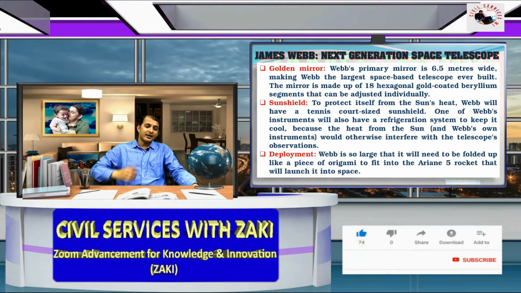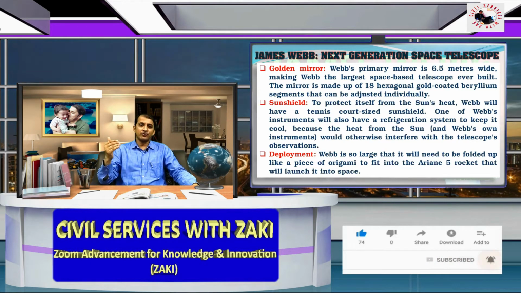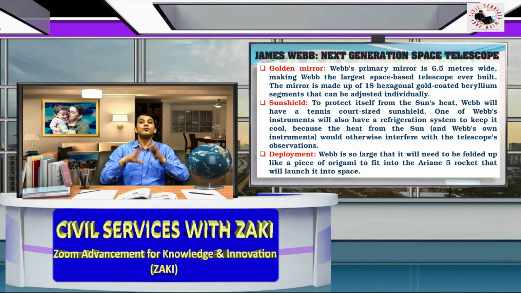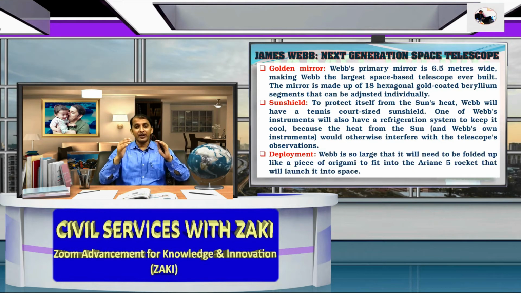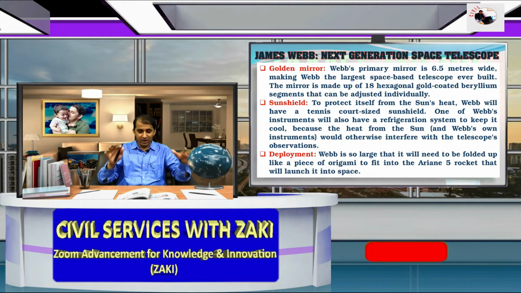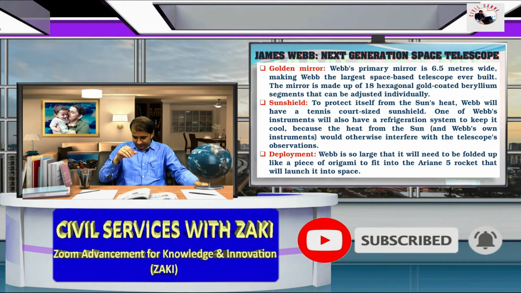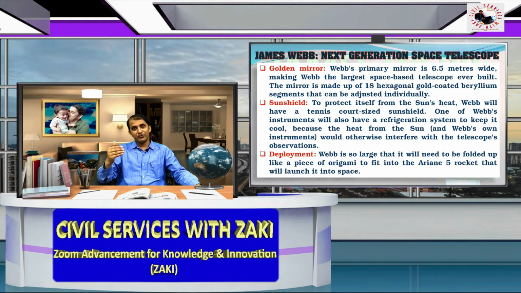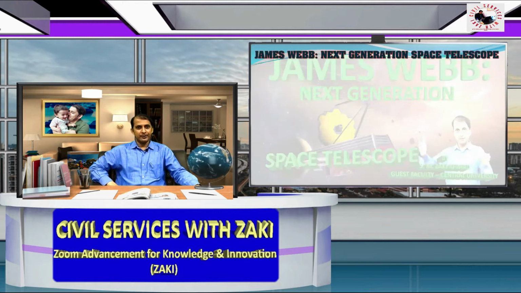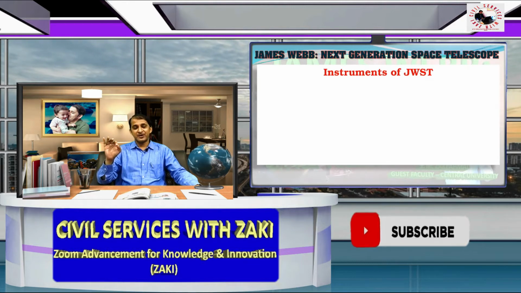Another thing is deployment. Webb is so large that it needs to be folded up like a piece of origami to fit into the Ariane 5 rocket that launches it into space. So the launching date is announced. The launching date is 31st October 2021. That's why this is very significant, because your PT is also in October 2021. So we move forward and see the instruments of the James Webb Space Telescope.